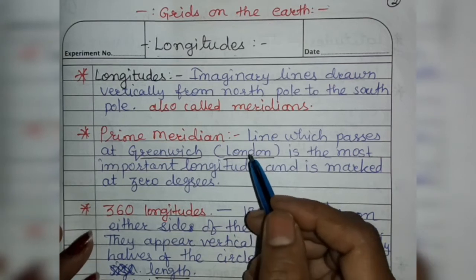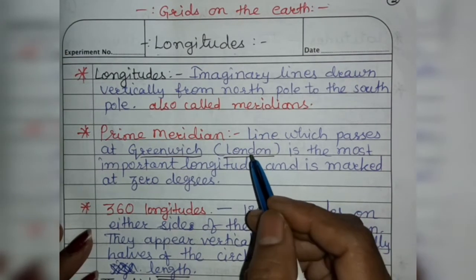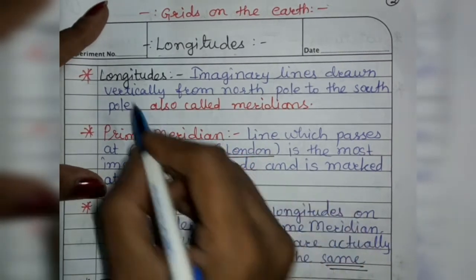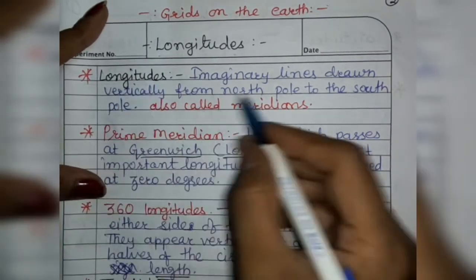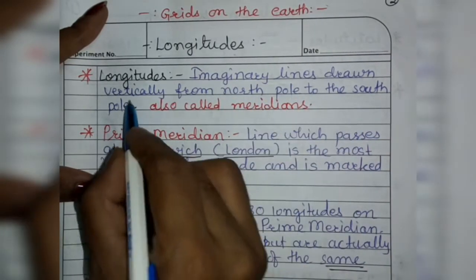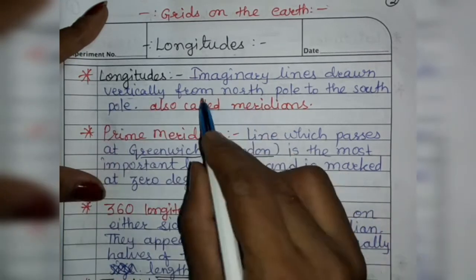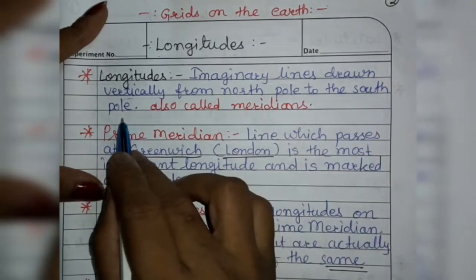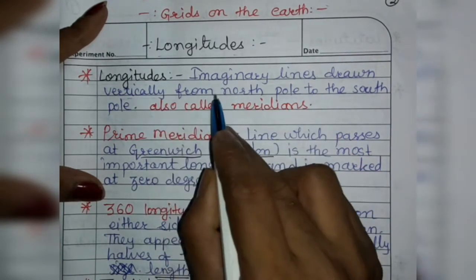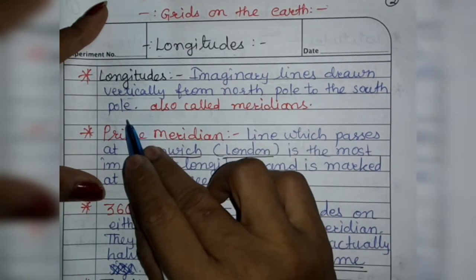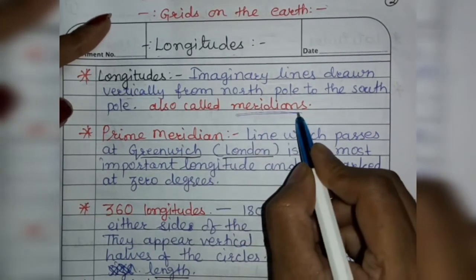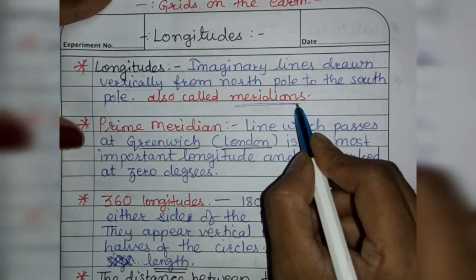Latitudes are the imaginary lines drawn horizontally on the earth. But what about longitudes? Longitudes are also imaginary lines, drawn vertically from the North Pole to the South Pole. And these are also called meridians.